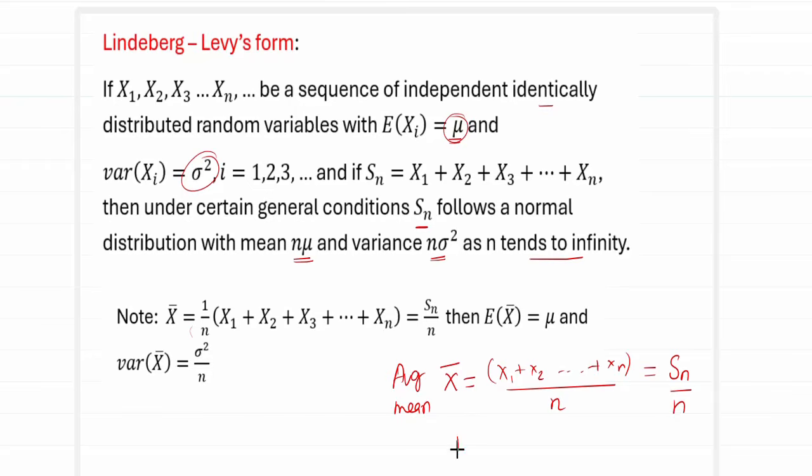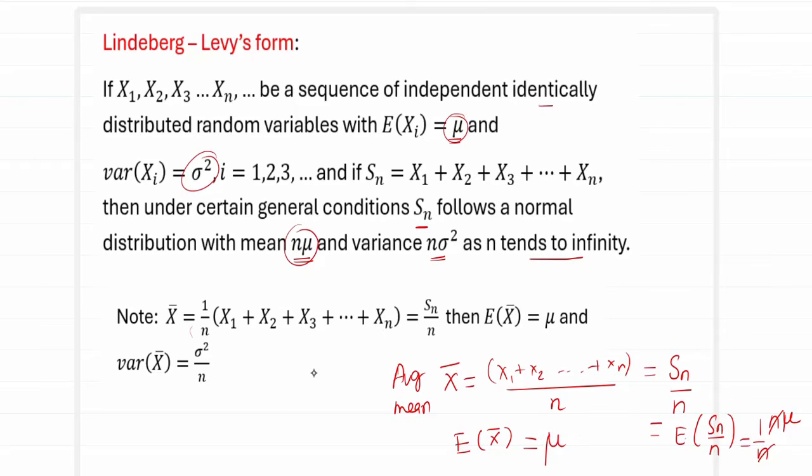Now how about the mean of this average x bar? The mean of your x bar will be equal to the expected value of Sn by n. This n is a constant, so take it outside. What is the expected value of Sn? The expected value of Sn is nothing but the mean of Sn. And what do you know about the mean of Sn? Mean of Sn is n times mu. So n and n cancel off, giving you mu. So the expected value of x bar is going to be mu.